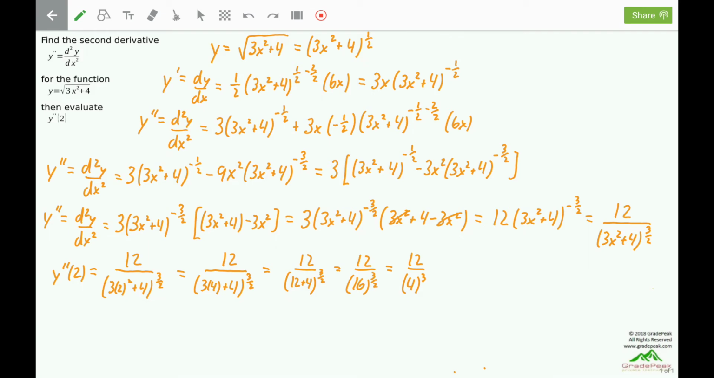Now instead of raising 4 to the 3 power, I'm going to simplify by taking one of the 4's out of here and one of the 4's out of the numerator. And so I will have 3 over 4 squared, or 3 over 16.